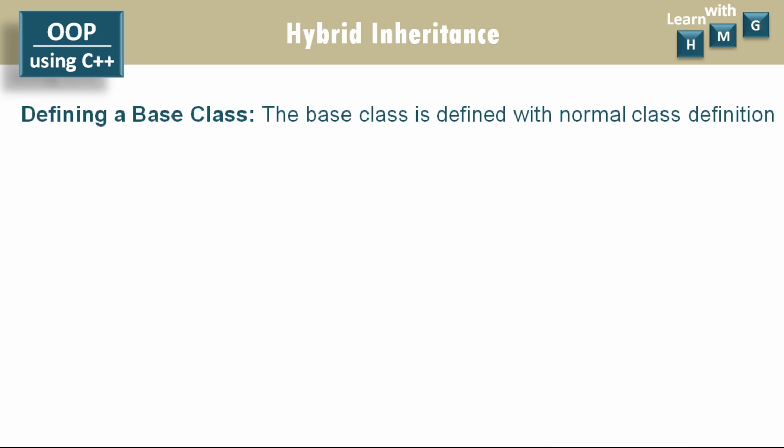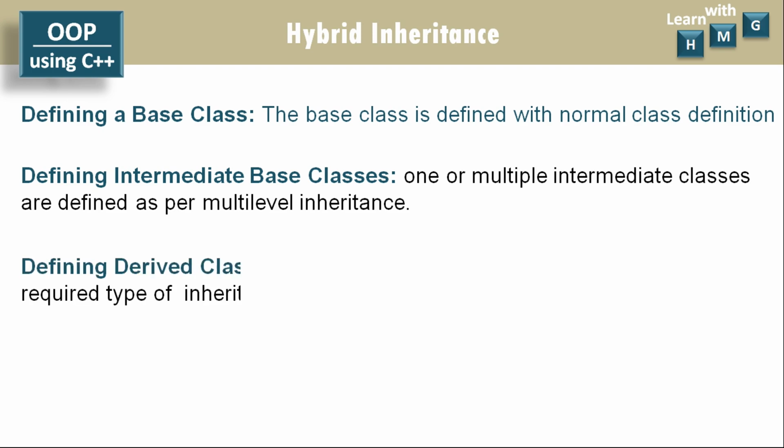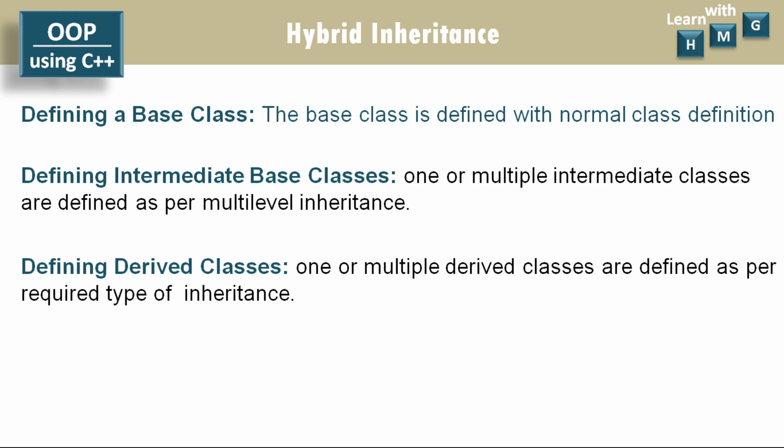So how to define base class, derived class, intermediate class? There is no different or special definition for this. As usual, the base class is defined with a normal class definition, including data members in the private section and member functions in the public section. The same thing is applicable to intermediate base classes also. There may be one or multiple intermediate base classes, and as per multi-level and multiple inheritance we have seen how to define an intermediate base class. According to that syntax, you have to define intermediate base classes. The same thing is applicable to derived classes also.